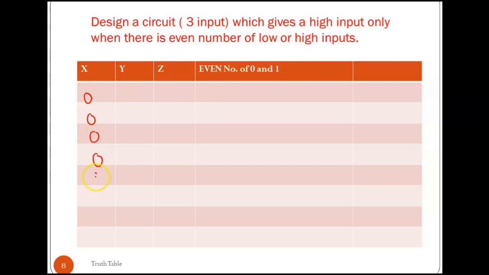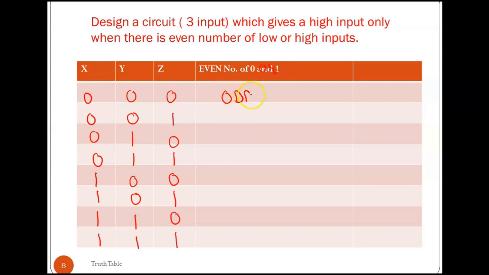So 4 zeros, then 4 ones: 1, 2, 3, 4. Then 2 zeros, 2 ones. And the last is 0, 1, 0, 1, 0, 1 and 0, 1. Now even number of 0s or 1s. Okay, so here you can see if you are counting for 0, because 1 is not there, this is odd. So this one is not even, so you will write odd.